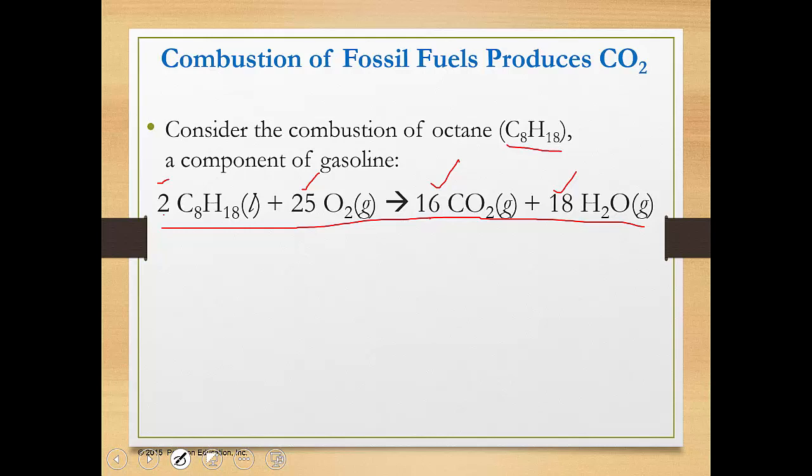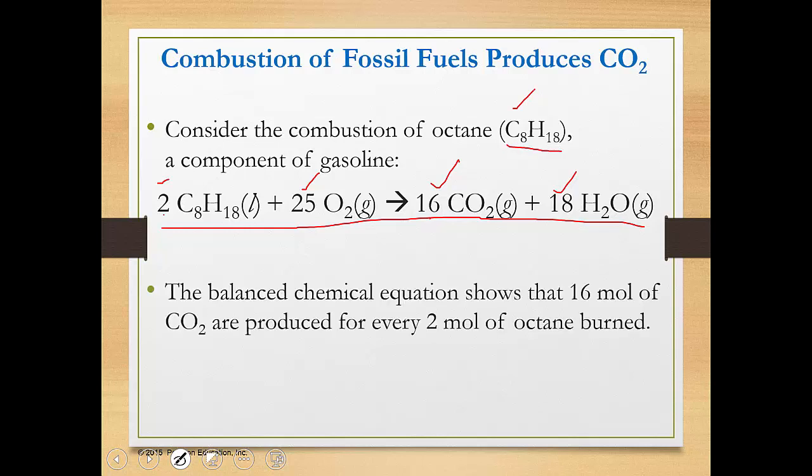And if you look at other hydrocarbons that are being burned, some of them are even larger than C8H18, which in turn is going to produce even more CO2. So it becomes an issue. It just starts to build up. So as we said, chemical equation, 16 moles for every 2 moles of octane.